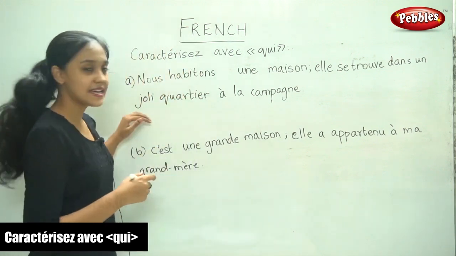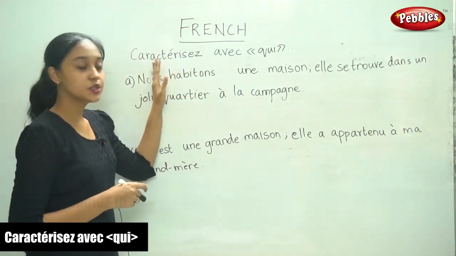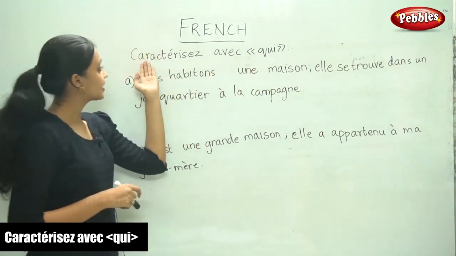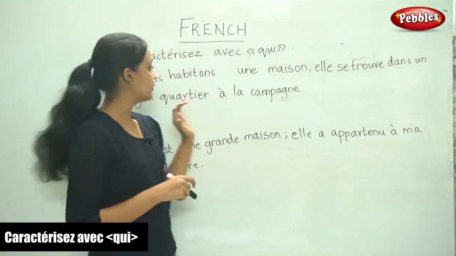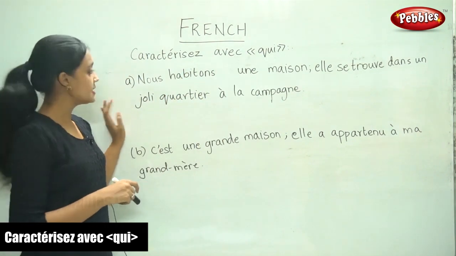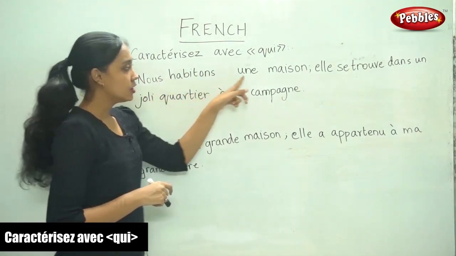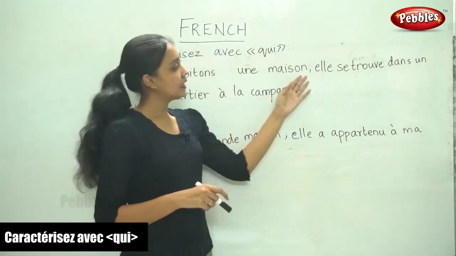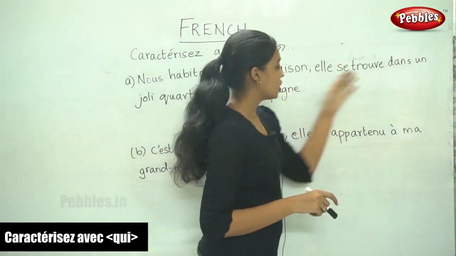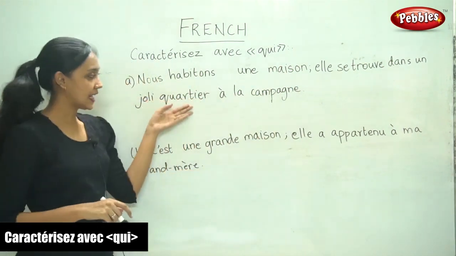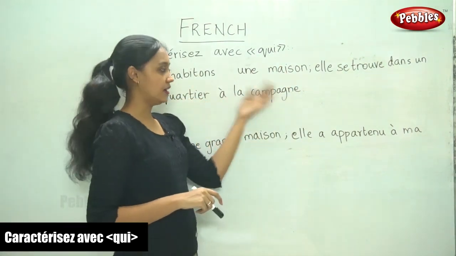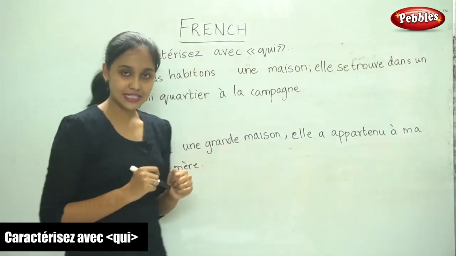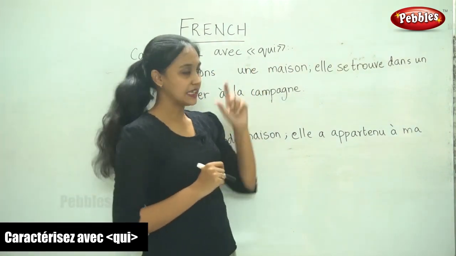So now in this exercise, we are going to characterize avec qui. Caractérisez avec qui. Now the first sentence. Nous habitons une maison. We live in a house. Elle se trouve dans un joli quartier à la campagne. Now we are going to join these two sentences using qui.